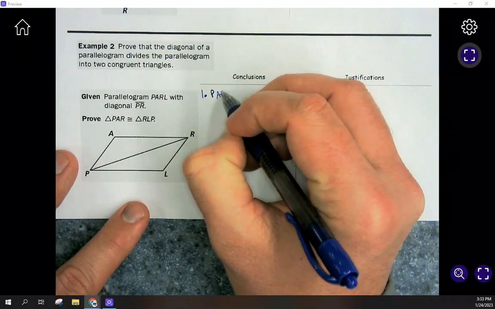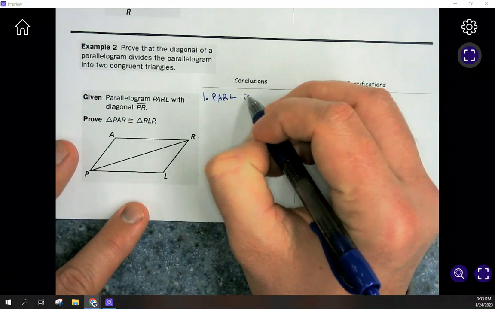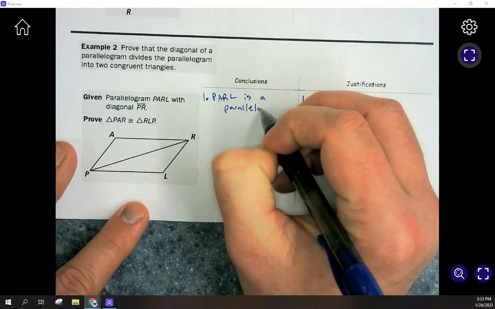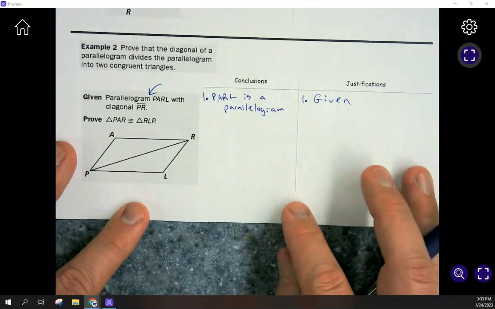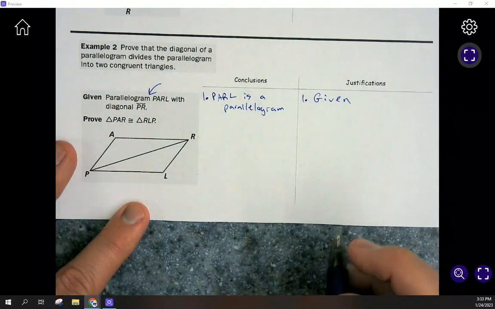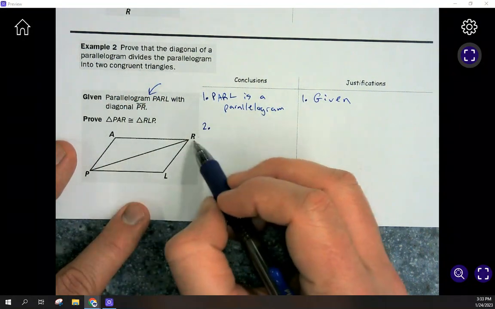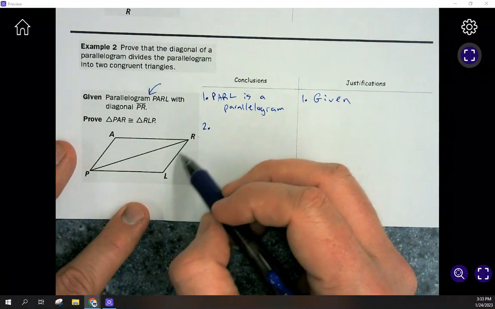So I know that PARL, the shape PARL, is a parallelogram because it was given to me. It's right here. Okay, that's the only reason I know that. The picture does not tell me, but it was given to me here. Because I know it's a parallelogram, I know that this side is parallel to this side, and I know this side's parallel to this side.